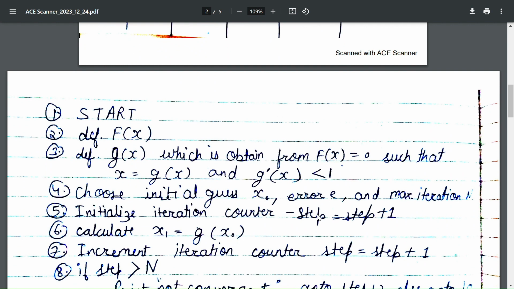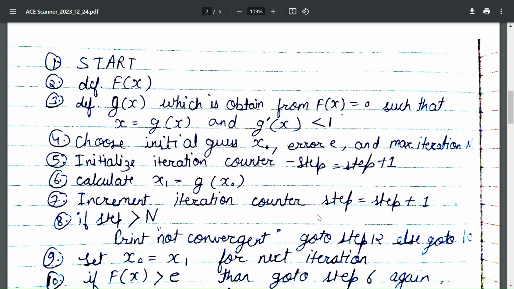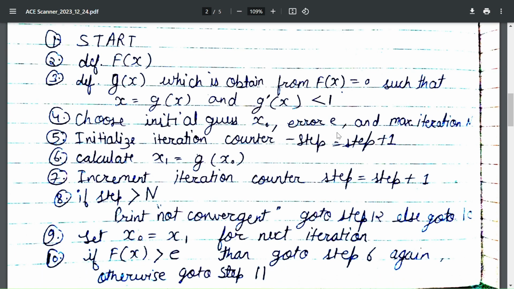Now our next question is write an algorithm program for finding square root of 5 using fixed point iteration method. So this is the algorithm for fixed point iteration method. So first step is start. Then in second step we will define a function f of x. Then in third step we will define function g of x, which is obtained from f of x equals to 0, such that x equals to g of x and g dash x is less than 1.